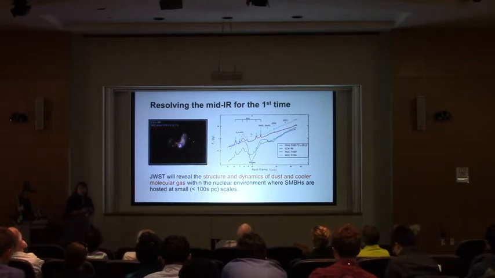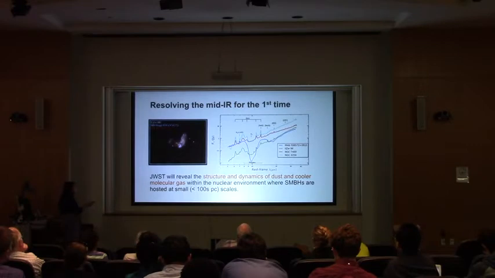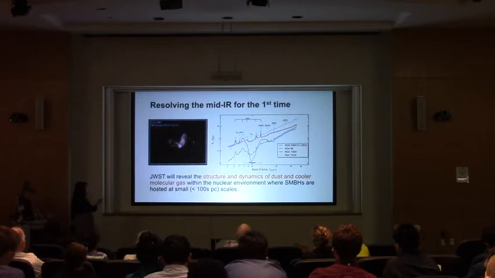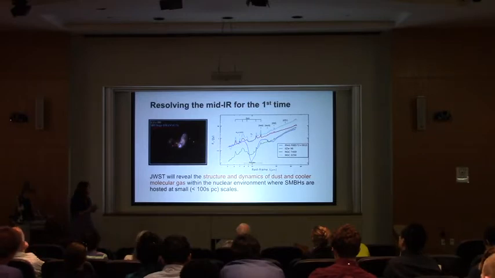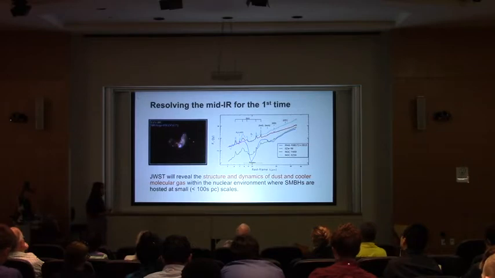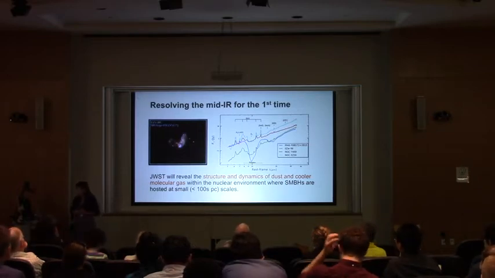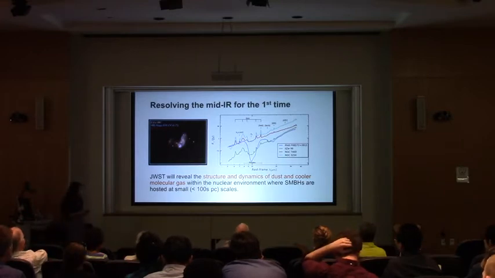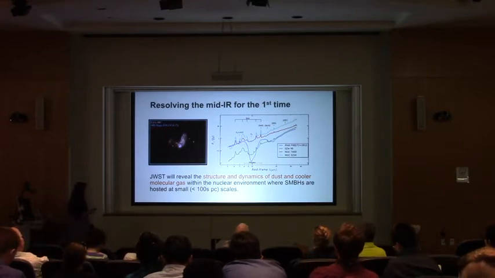But all of this actually comes from one big slit. And so JWST, or MIRI in particular, is going to be able to piece apart what actually contributed to the various PAH features or neon lines within this field of view of the galaxy, so that we can see, for the first time, the structure and dynamics of the dust, and also the cooler molecular gas, compared to what we were looking at with Keck in the nuclear environment at these small scales.